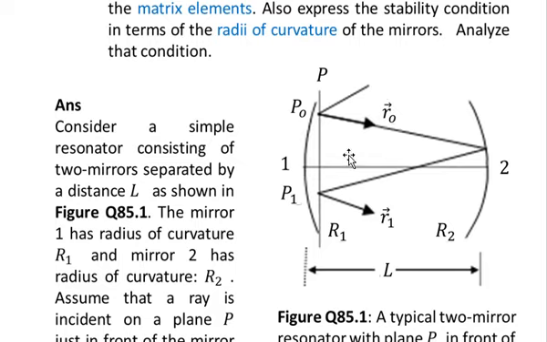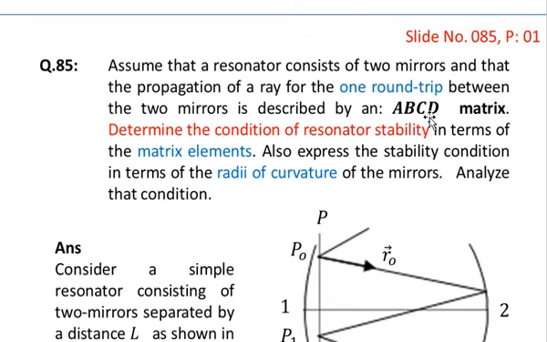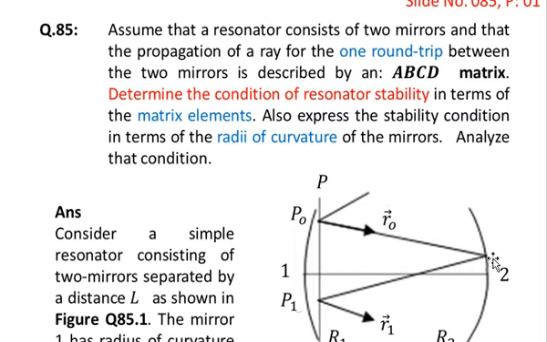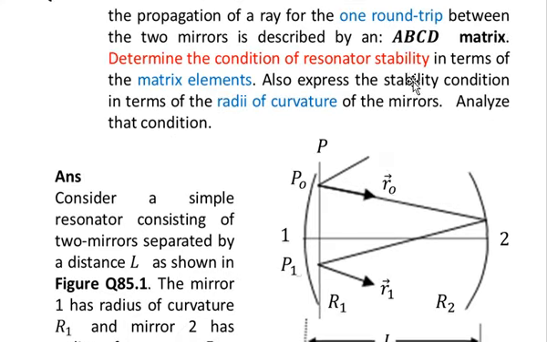So we want to do the calculations, and you know that we have a statement that ABCD is the matrix for the one round trip between the two mirrors. So I am using this information, supposing that the ABCD matrix describes the ray tracing from the point P0 towards the mirror M2 and then back to the point P1, for that one round trip, as stated in the question.